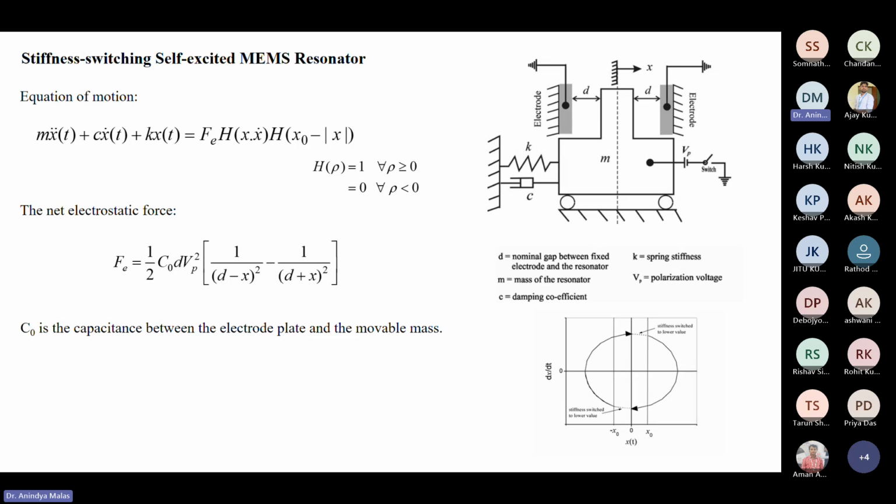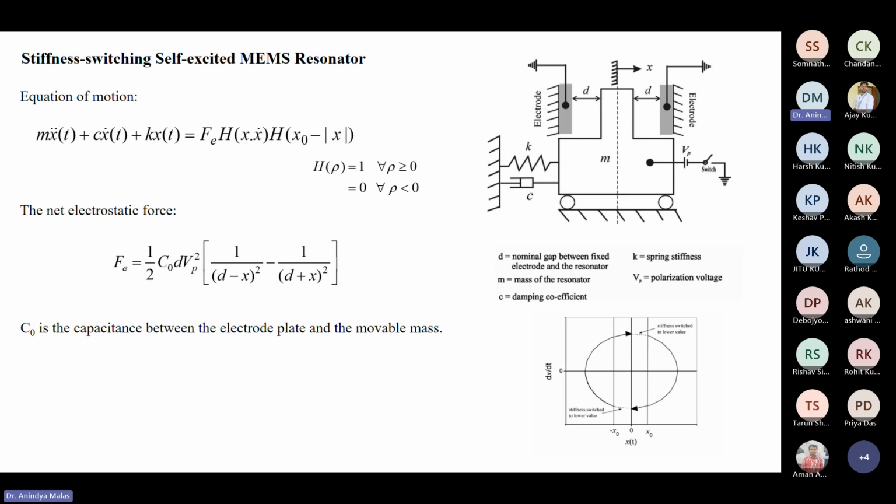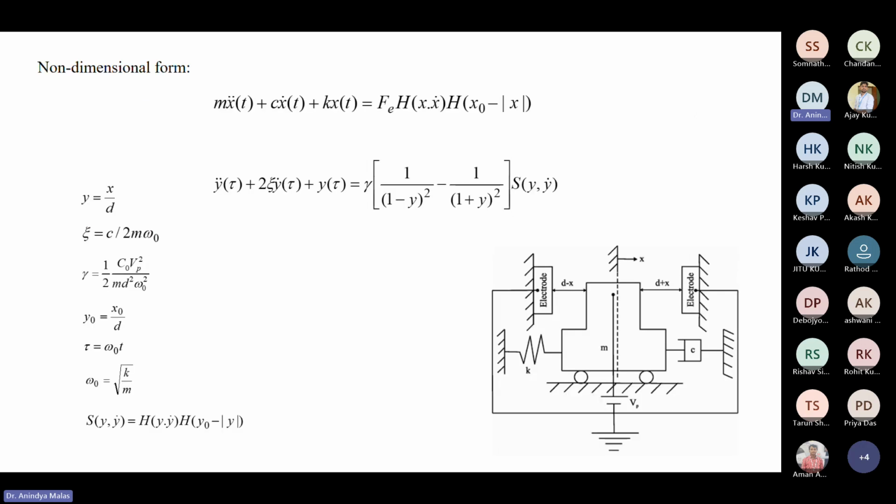So the first thing we have done is simulate this equation in MATLAB Simulink. Before doing the simulation, this is the equation of motion, and then we converted it into a non-dimensional form. You do not have to know the non-dimensional form. You can see we have converted this equation to another second order differential equation, and there is no loss of generality.